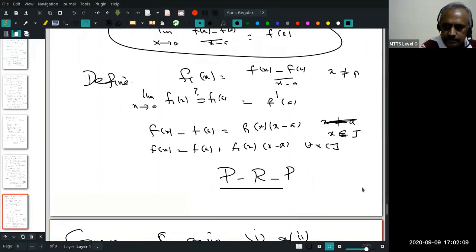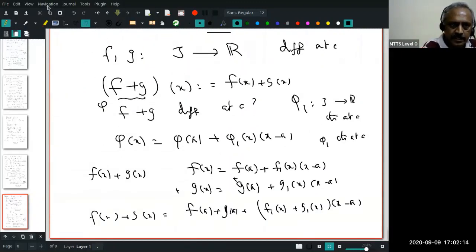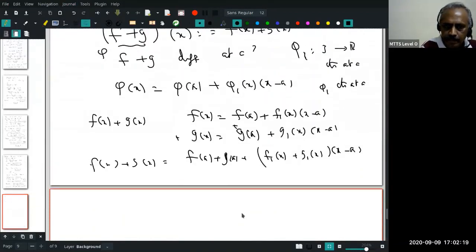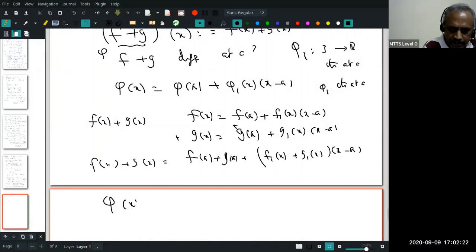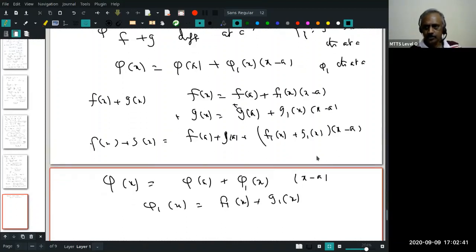Note, what is that? This is nothing other than phi(x). This is equal to phi(a) plus something into (x minus a). Therefore, how will I define my phi1? I define phi1(x) to be f1(x) plus g1(x). Beautiful, very easy way of deriving, right?